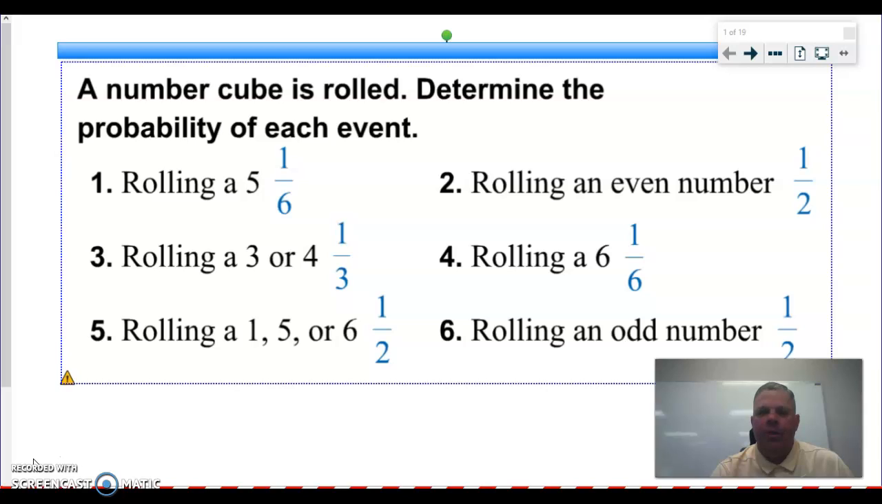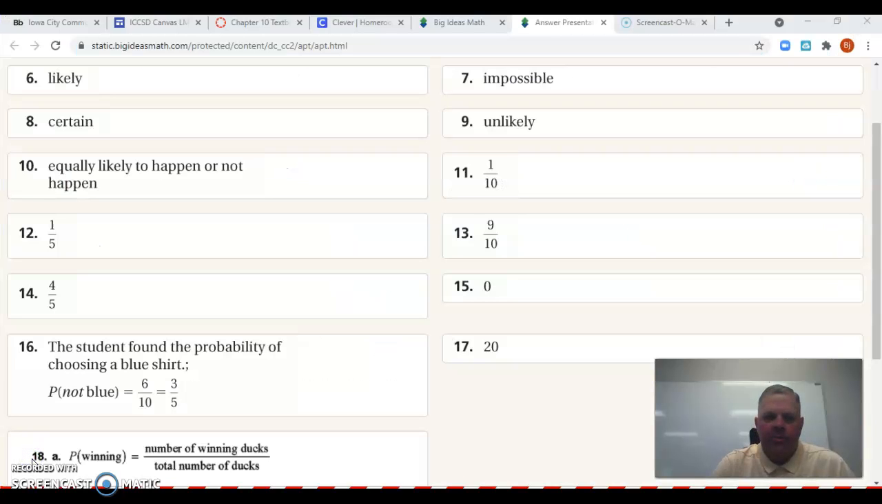Friday, we did a few problems, so I'm going to put those answers on this slide right now. Here are the answers to 6 through 17. 6 is likely. 7 is impossible. 8, certain. 9, unlikely. 10, equally likely. 11, 1/10. 12 is 1/5. 13, 9/10. 14 is 4/5. There is 0 chance on 15.